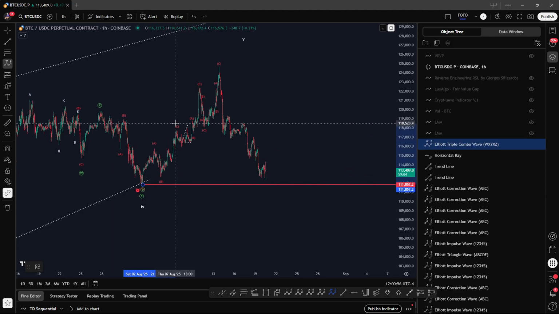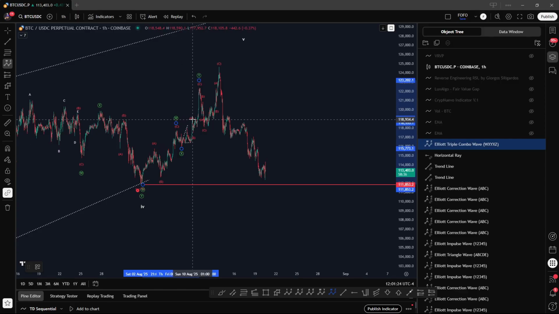Here's the first zigzag. Remember, W's are always simple. Simple zigzag. W's always have ABC inside. They cannot have WXY inside of a W. You can't have it. It's a rule. Okay? You have a little zigzag here. X. You have A, B, C.